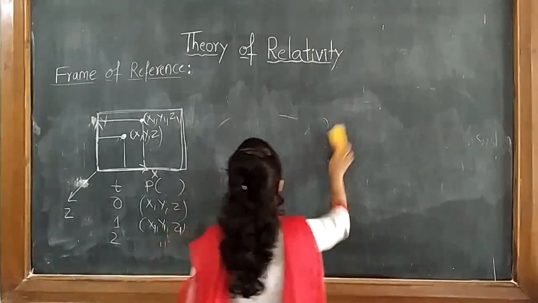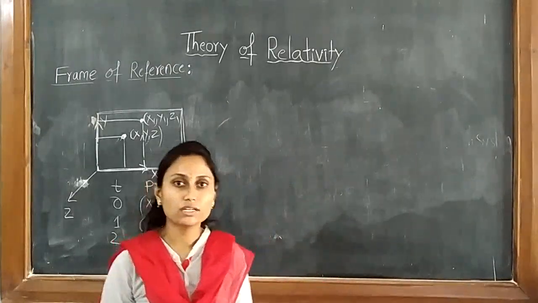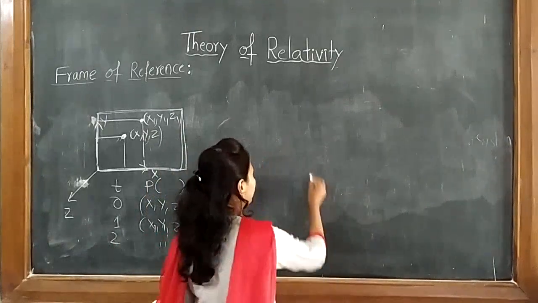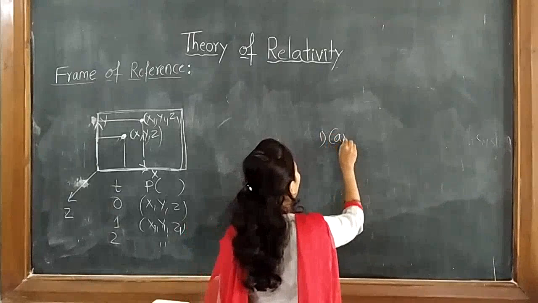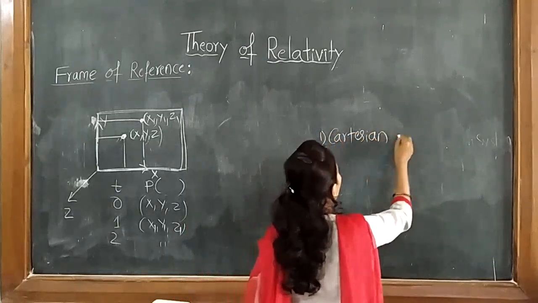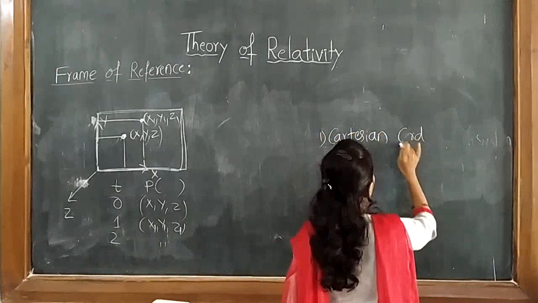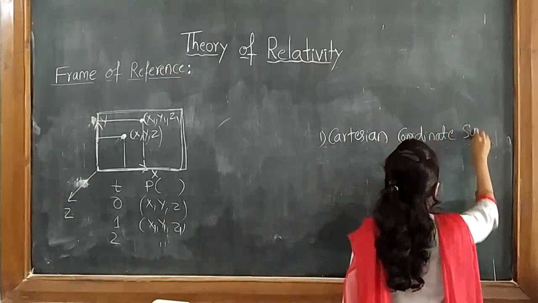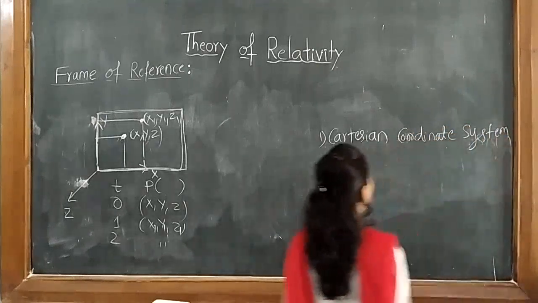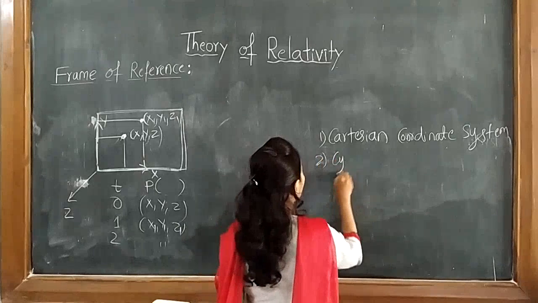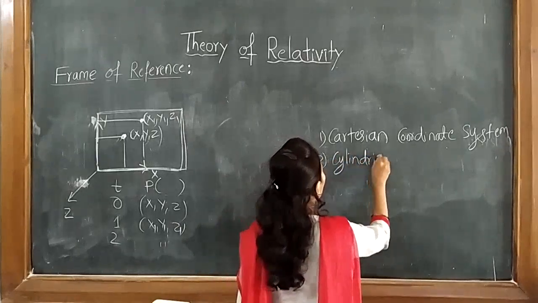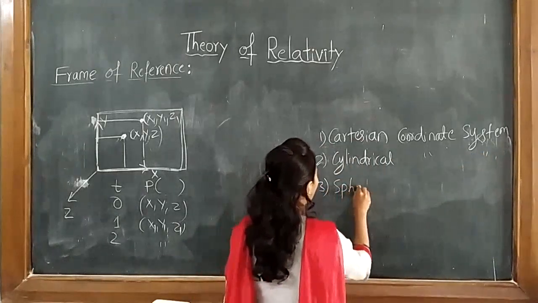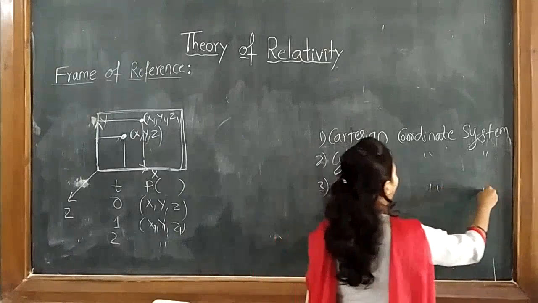And coming to the point, to define the position, we are using a coordinate system. Actually, three coordinate systems are there. The first one is the Cartesian coordinate system. The second one is the cylindrical coordinate system, and the third one is the spherical coordinate system.